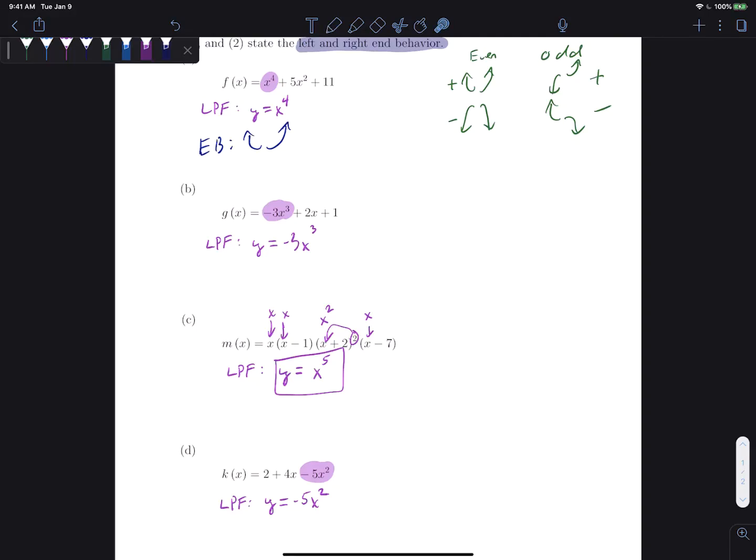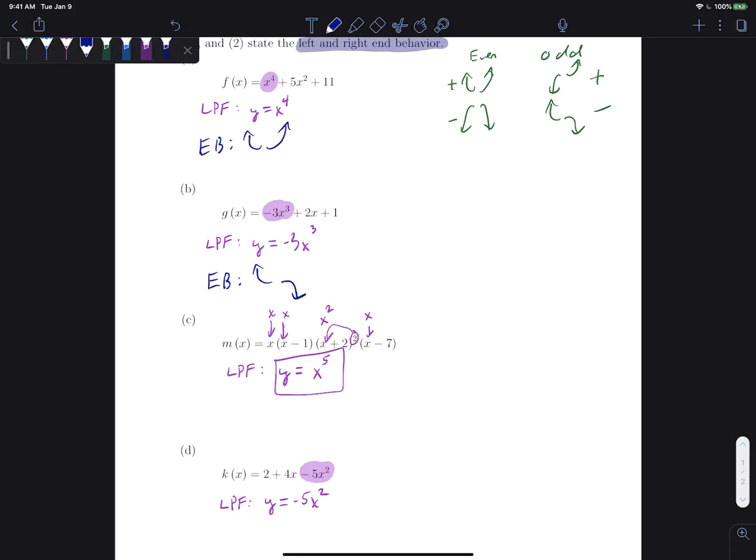Now for letter B, we have the leading power function of negative 3x cubed. First of all, we always look at the degree first, so that degree is 3. That's an odd degree, which means that we have these two possibilities. The leading coefficient is negative 3, so it's a negative, which means we have this one. So the end behavior here is up to the left and down to the right.